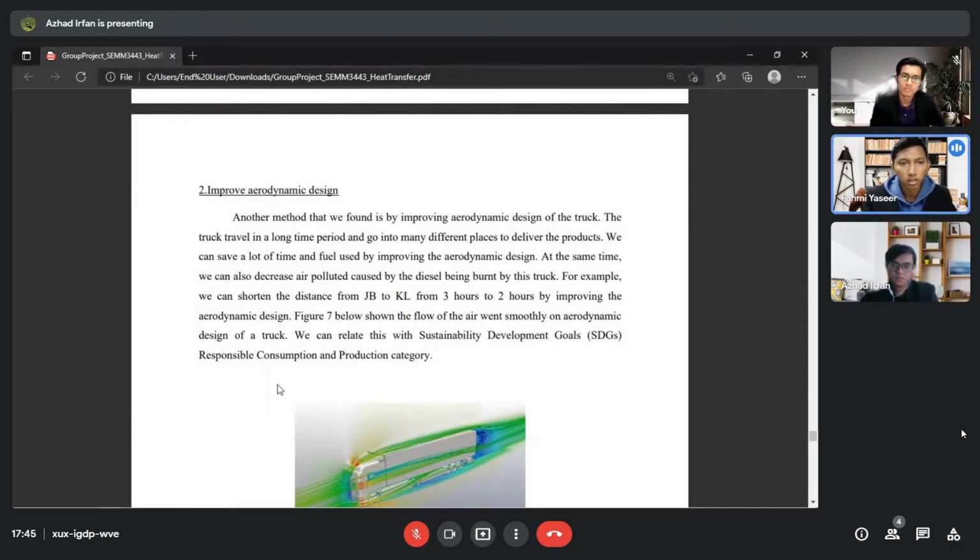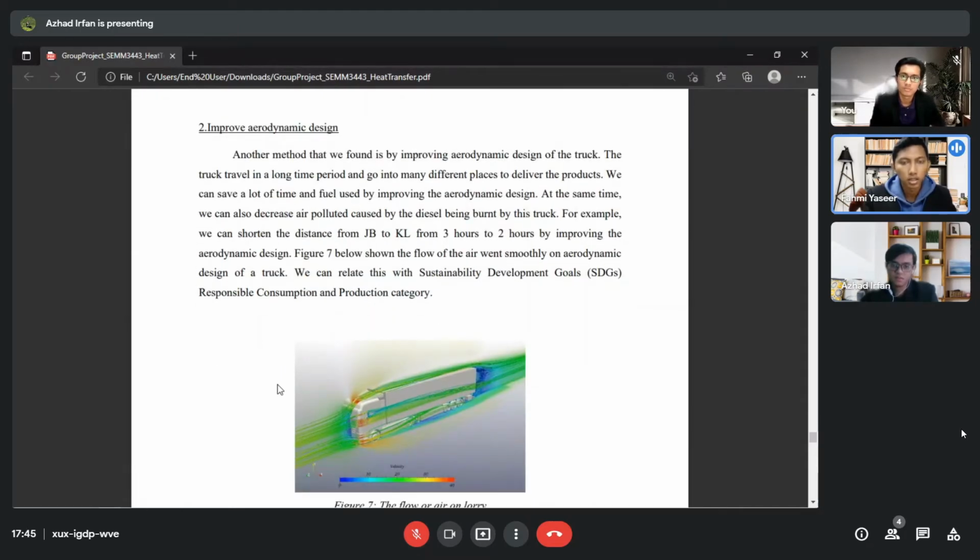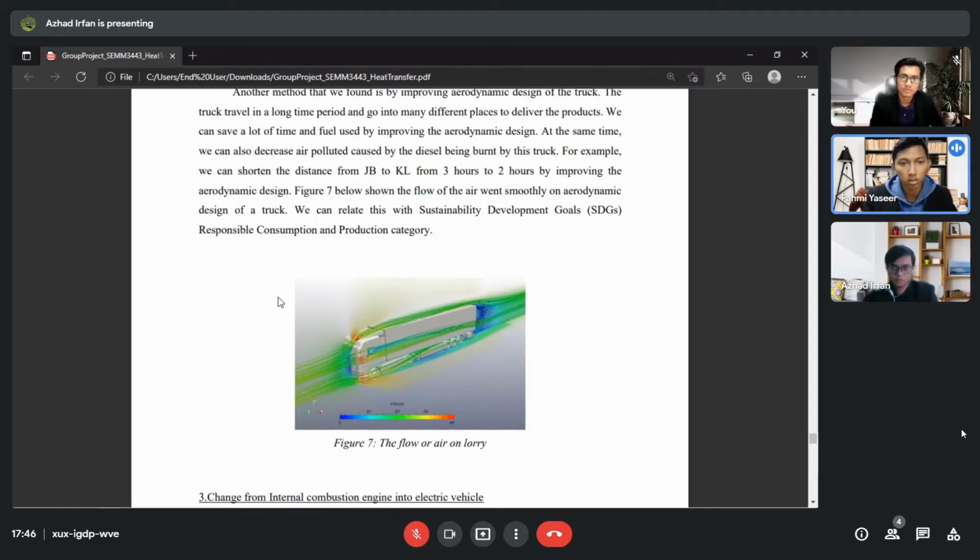Okay, the second method is we improve the aerodynamic design. This method is because, as we can see, the delivery truck takes a long time period and goes into many different places to deliver the product. So it will cost a lot of money to fill the fuel, and also cost a lot of time. So we will improve the aerodynamic design to save time and also to save the cost. And besides that, it also decreases air pollution caused by the diesel being burned by the truck.